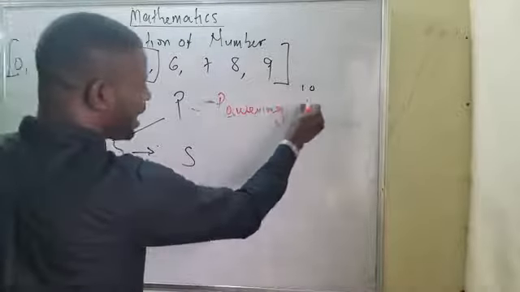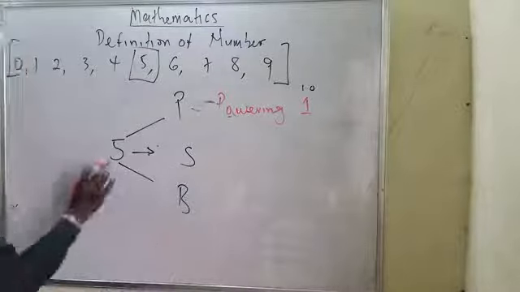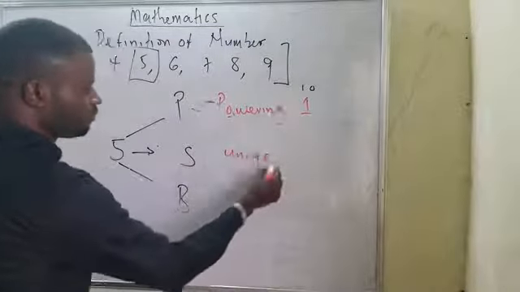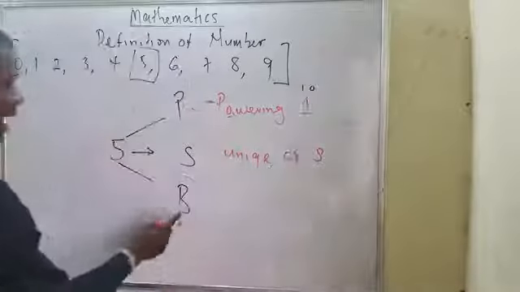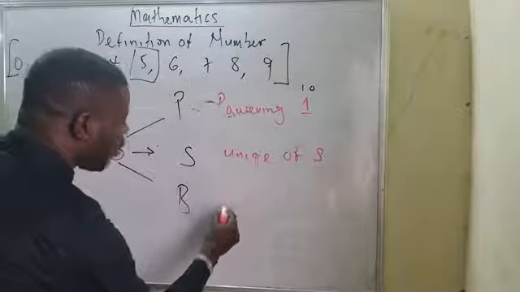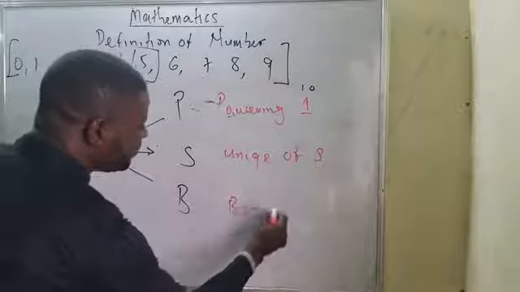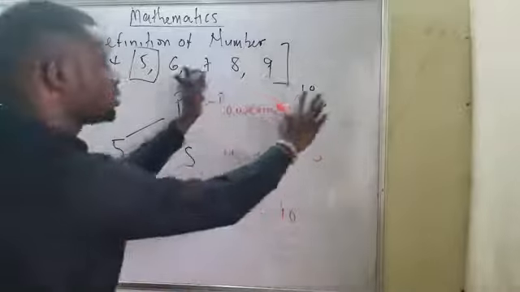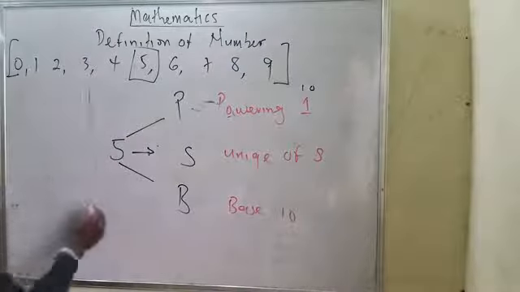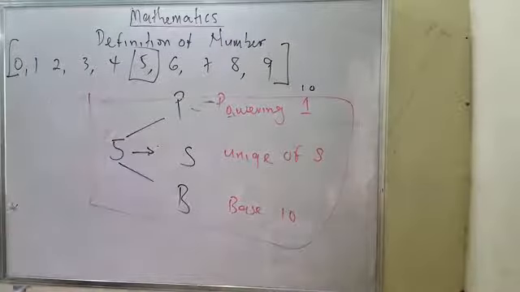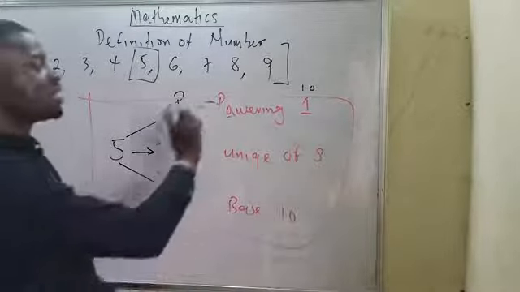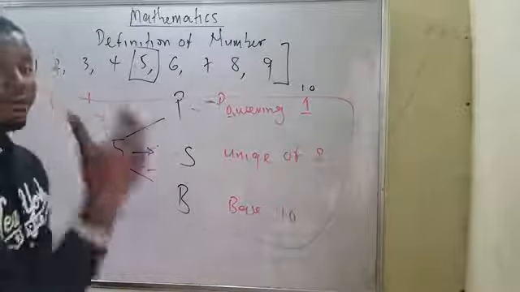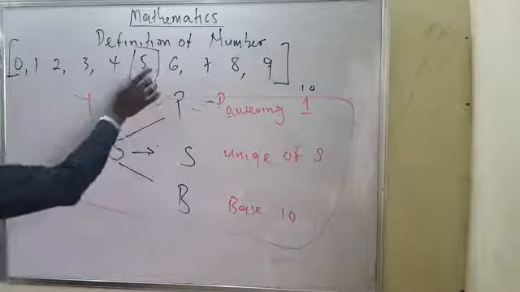Powering 1. And also it has unique symbols, and also it is on base 10, which I've explained earlier. Now, if this thing is coming up, which all this come up for a symbol, it means that it can be categorized as what? As an Arabic figure. This is one of the Arabic figures.